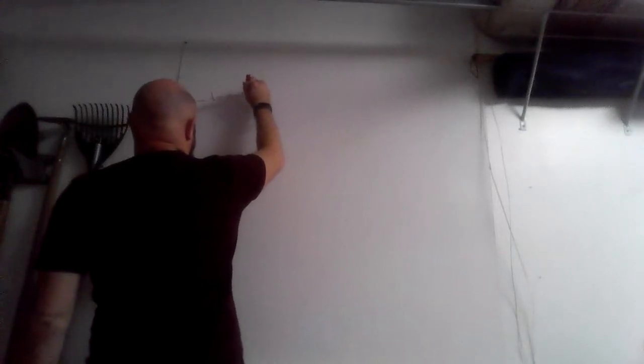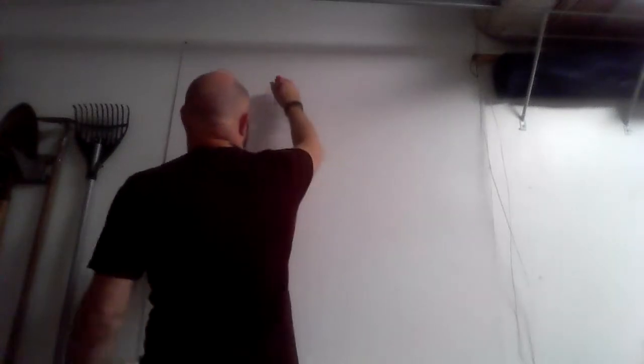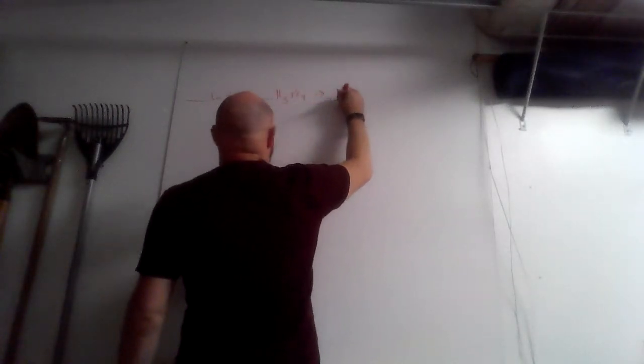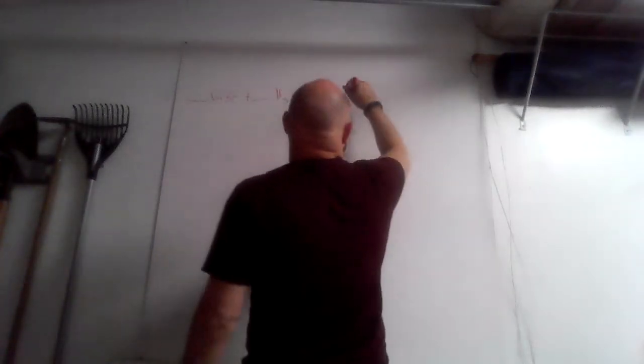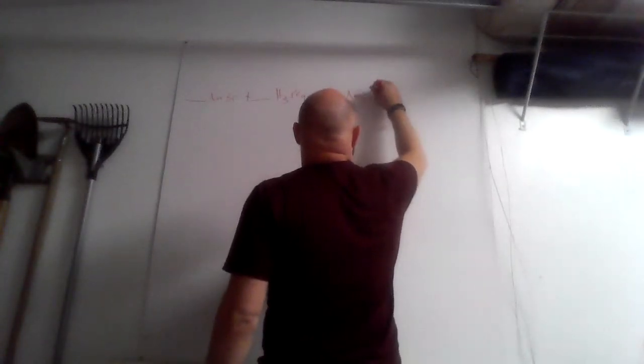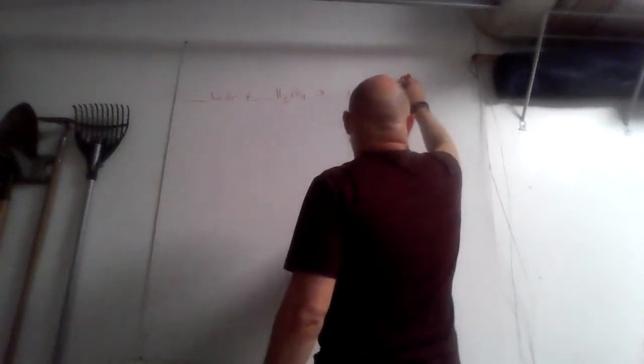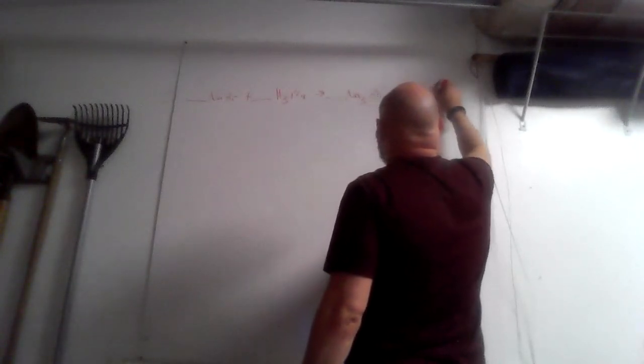Okay. So I have blank NaBr plus blank H3PO4 yields blank Na3PO4 plus blank HBr. I just want to get those in the same order.